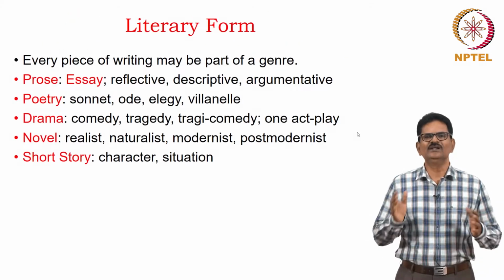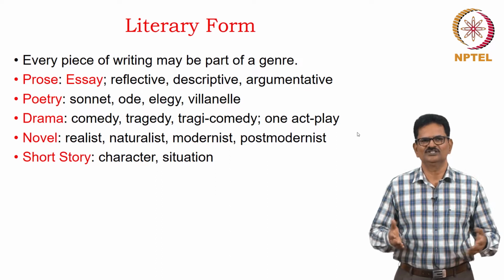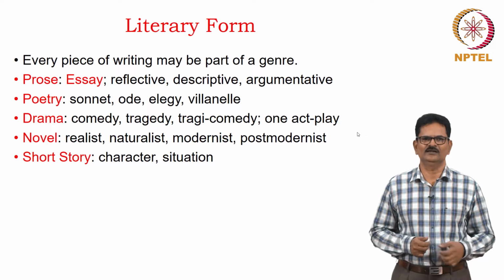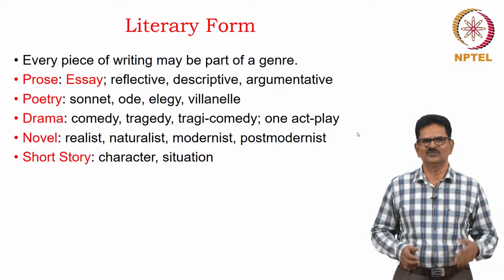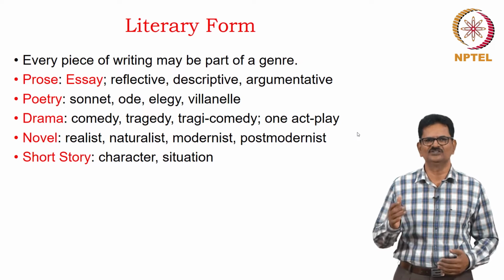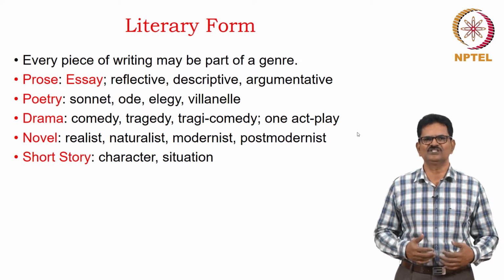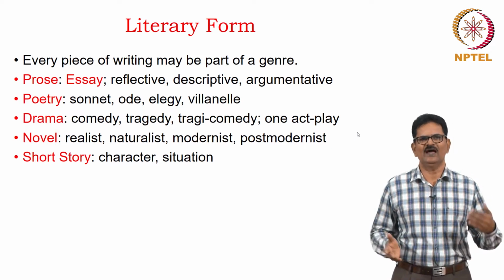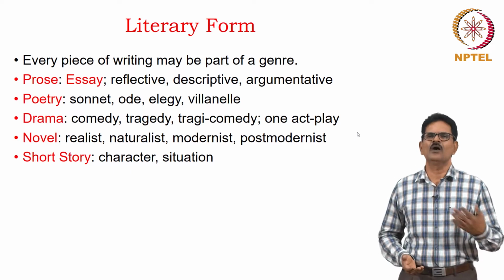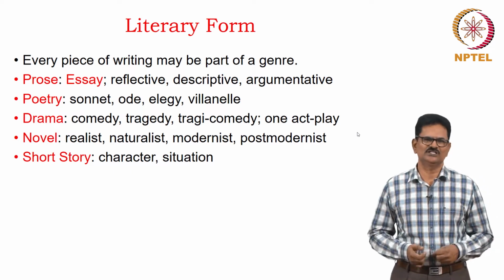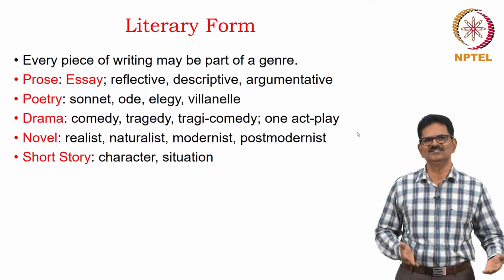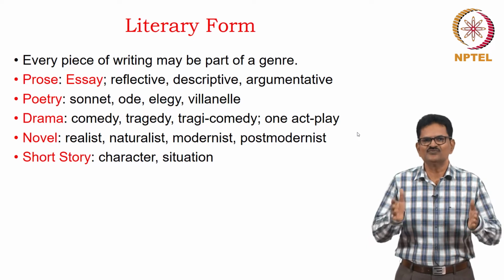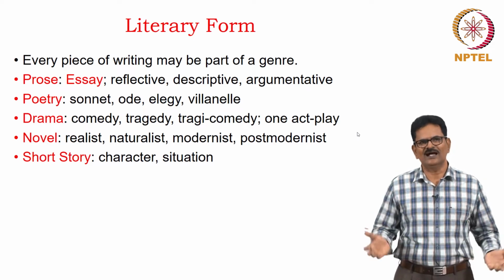When we read literature, we have to understand the literary form. We call it genre. Every piece of writing may be part of a genre that we have to understand. We have listed 5 major forms like prose, poetry, drama, novel, short story, and within this prose and poetry we have various kinds. So for example, essay is a form of prose. We may have a reflective essay, descriptive essay or an argumentative essay. When it comes to poetry, we may have a sonnet, ode, elegy or villanelle. Sonnet with 14 lines, villanelle with 19 lines. Fixed form we may have in poetry or in other forms as well.